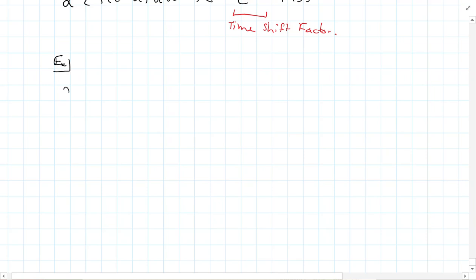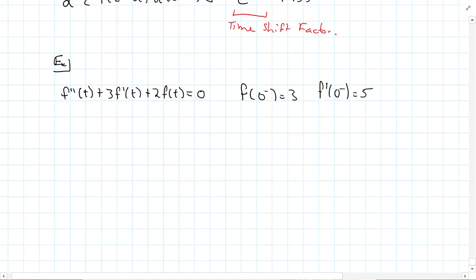So, we have f double prime at t plus 3f prime at t plus 2f at t equals 0. And we have the initial conditions that f at 0 minus is equal to 3 and that f prime at 0 minus is equal to 5. And then we're going to solve using Laplace transforms.